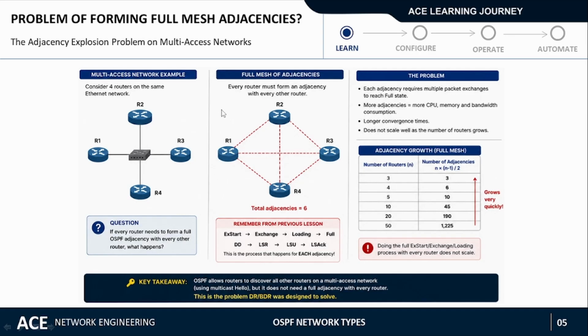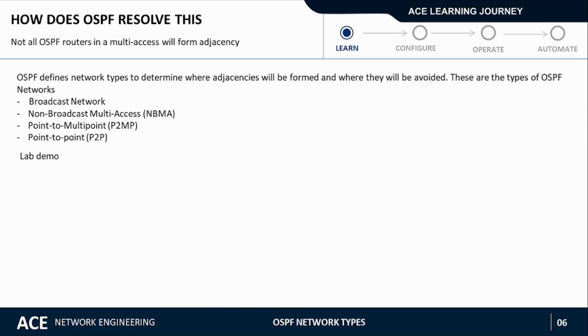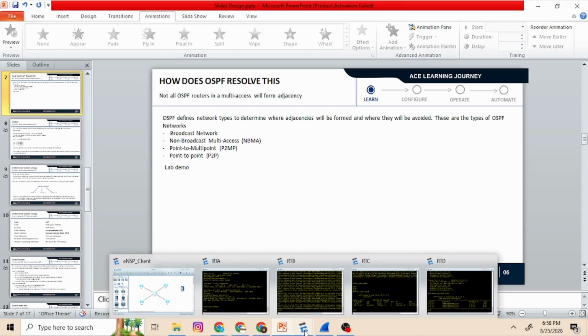So that is the biggest problem of having a full mesh, that each router is having a full adjacency with every other OSPF router. So how does OSPF solve this? OSPF says that not all OSPF routers in a multi-access network will form adjacencies. So it determines a couple of networks and says some types of these networks will form full adjacencies and others will not. So from a lab perspective, let's see practically how that happens.